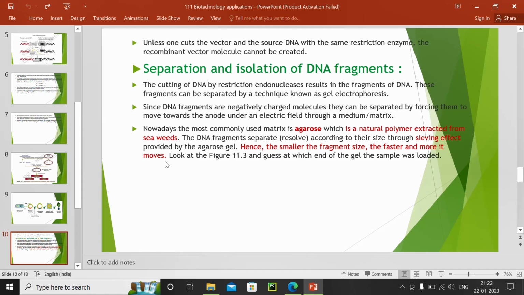So if DNA is 100 base pairs long, it will move very fast. If it is 200 base pairs long, it will move with somewhat less speed, 300 with even less speed, then 400, 500, and so on. If DNA is big, it will move very slowly, and if it is very short, it will move very fast. Therefore, this is the sieving effect of the agarose gel, and agarose is a natural polymer extracted from seaweed.